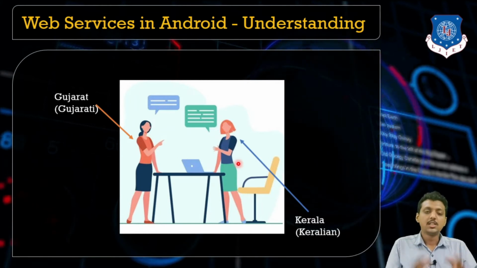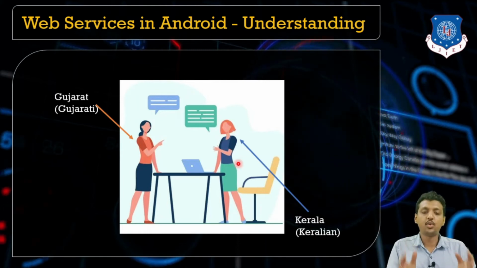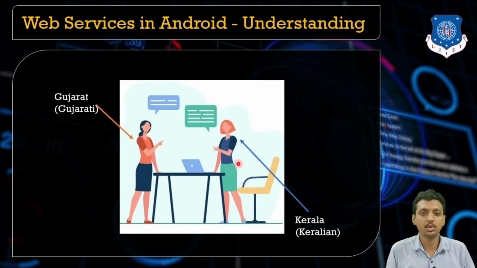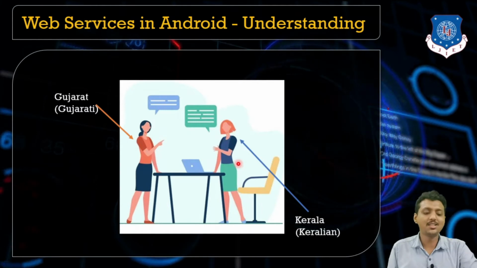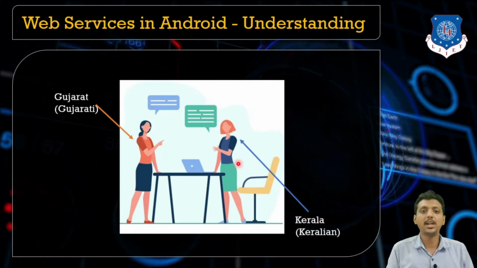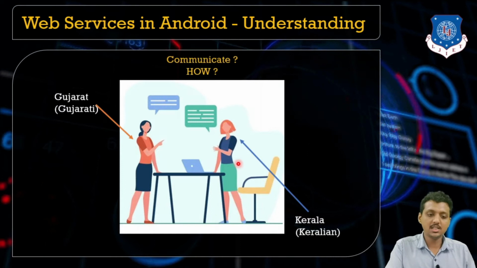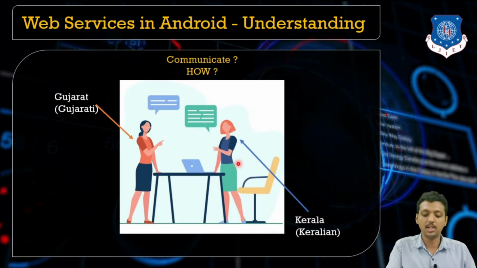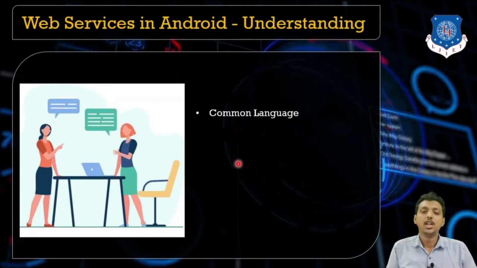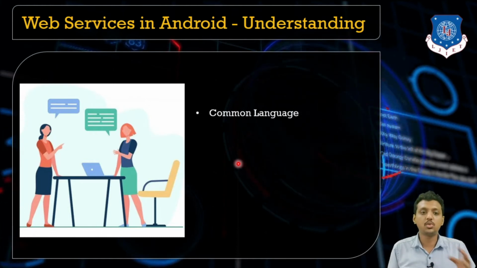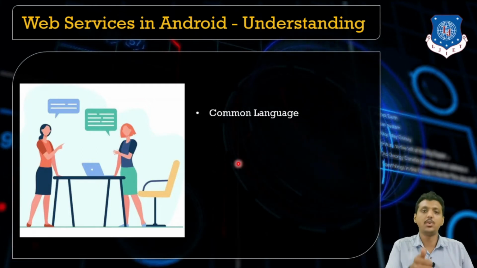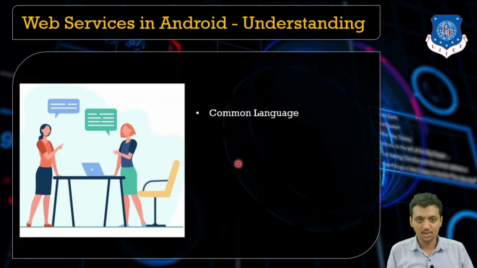Now, both of these girls want to communicate with each other, but the languages are different. This is a very huge problem for both of them. Now, how can they resolve it? Students, what they need to communicate with each other is, obviously, a common language. Just imagine that to overcome such a problem, they use a common language, and the common language is English. So instead of going with Gujarati or the Kerala language, they come up with English. Okay, now it's fine, and they start talking in English.